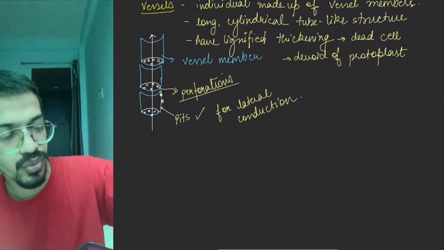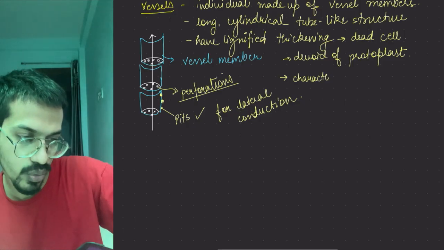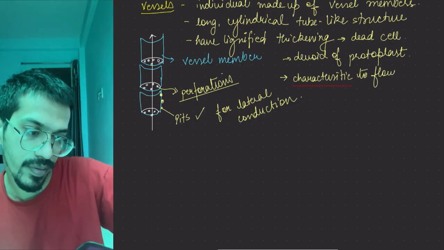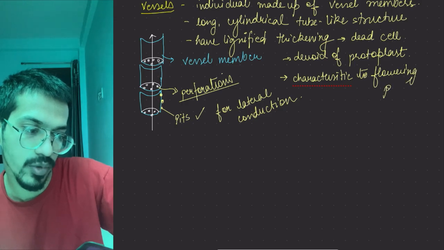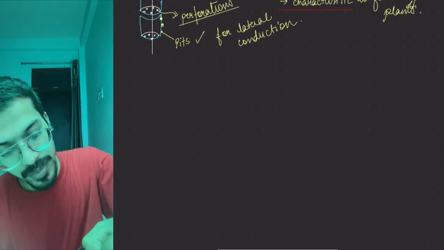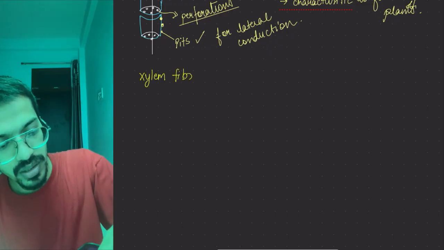And one thing, that these vessels are characteristic to flowering plants or angiosperm, whatever you want to call it. After these vessels, we have xylem fibers. Xylem fibers also, what? They are dead.